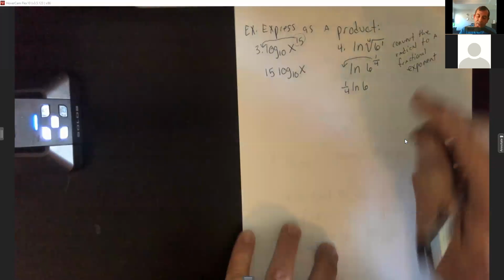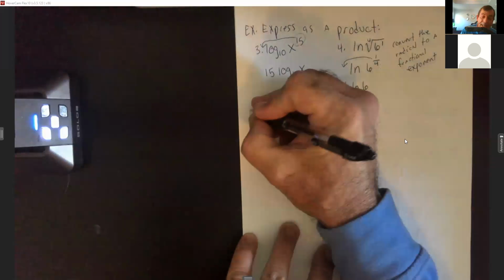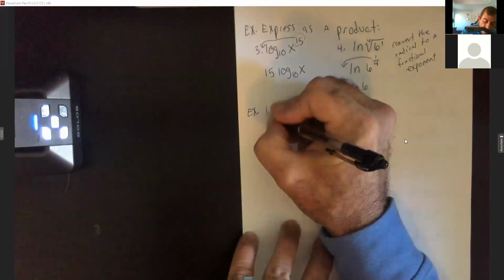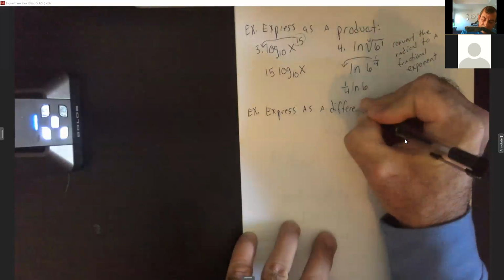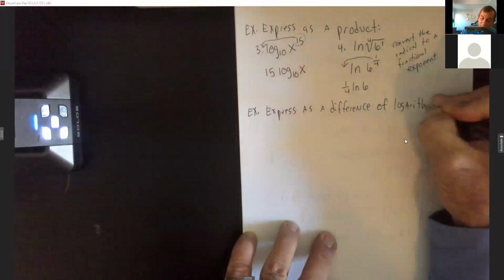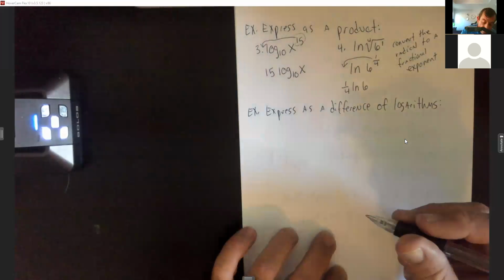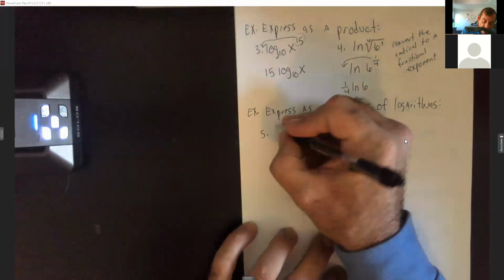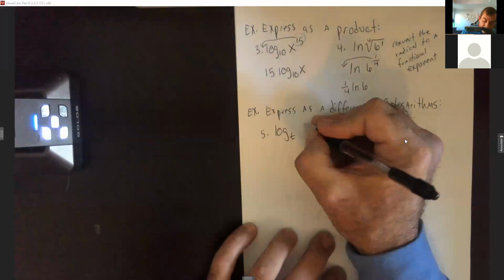All right, so we've written them as a sum. We've written them as a product. Next, we're going to express as a difference of logarithms. So this will now be using my quotient rule. So for number 5, I got a log base t of d divided by 3.